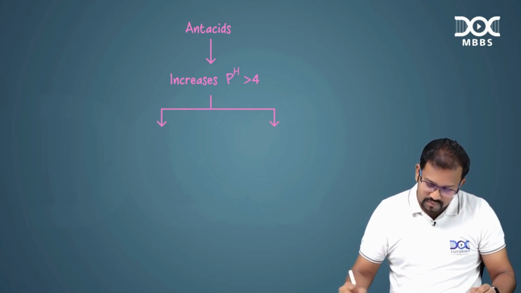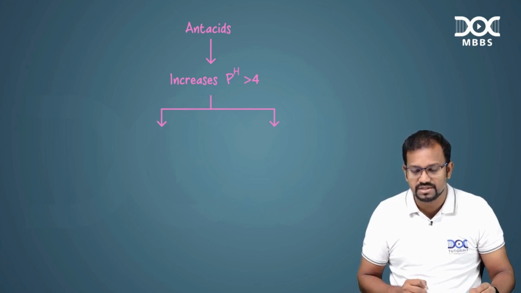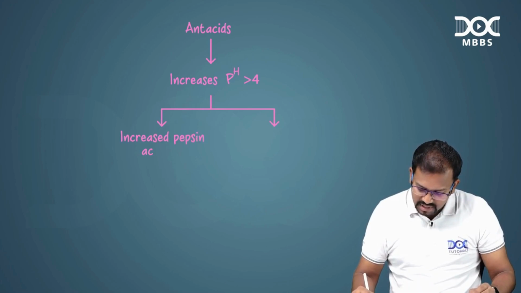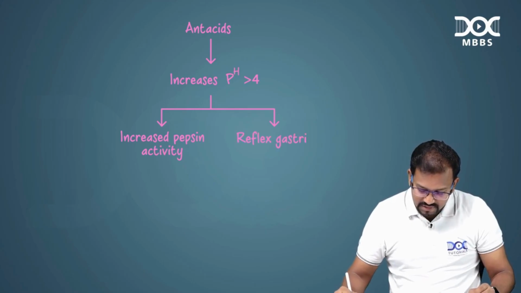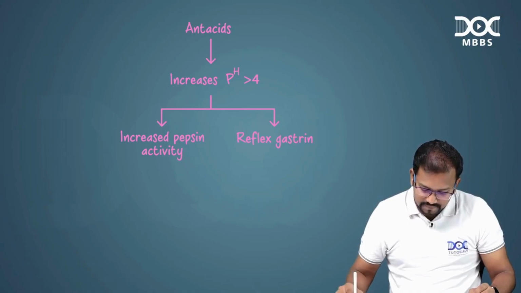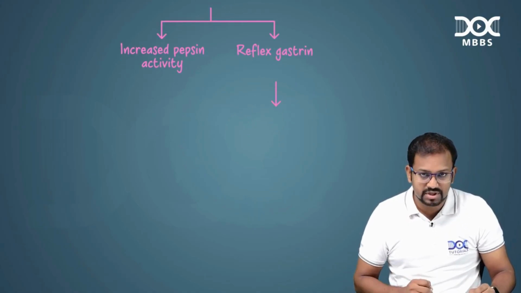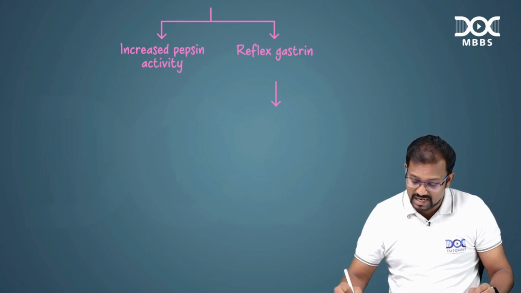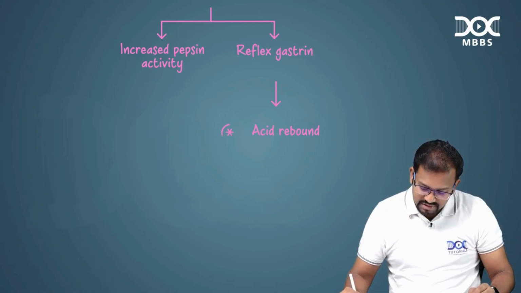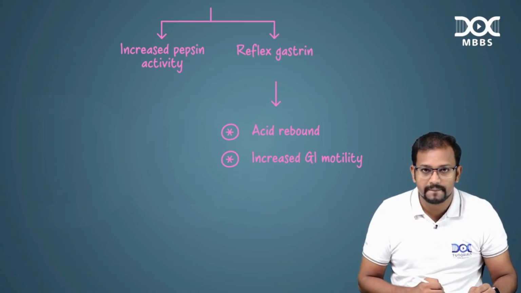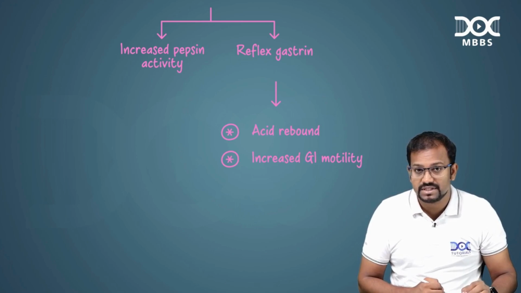So because of this, what are the different effects which can be seen in those patients? There is going to be increased pepsin activity. There might be reflex hypergastrinemia, reflex gastrin might be released. Because of both of these, especially hypergastrinemia, there might be acid rebound, increased secretion of gastric acid, and there might be increased GI motility. These are the two major effects which can be seen with antacids, guys.